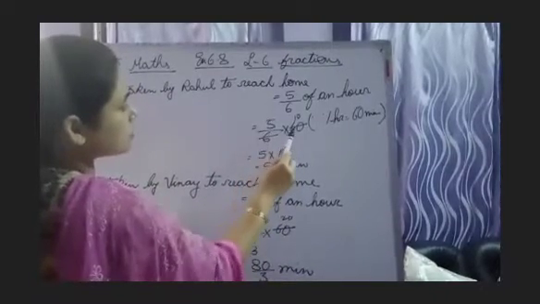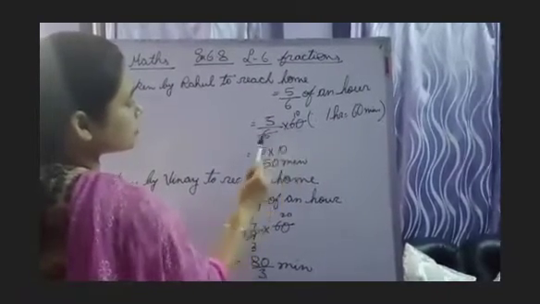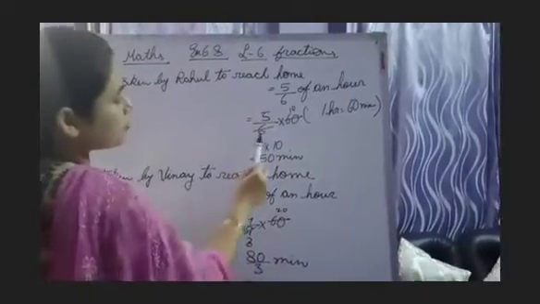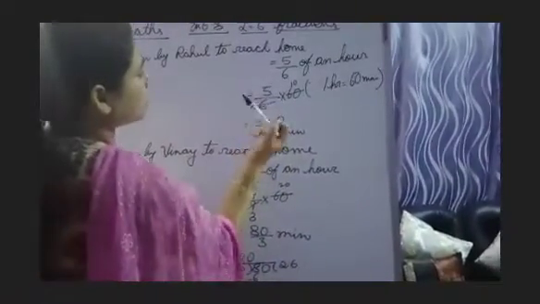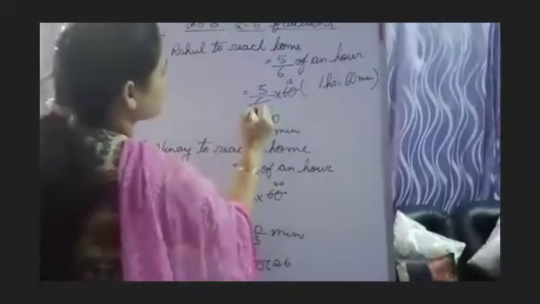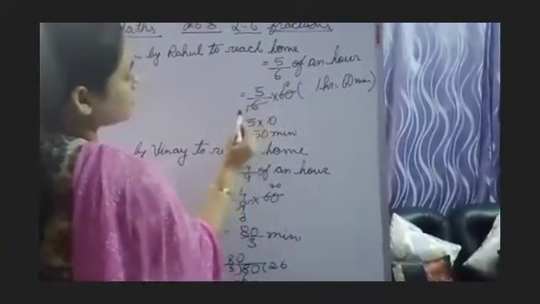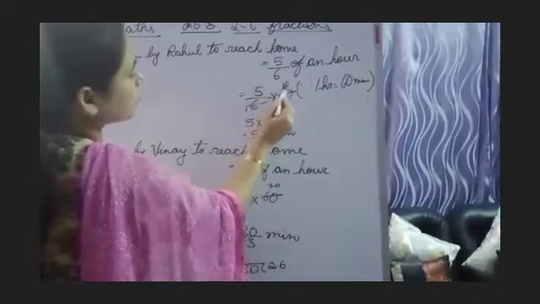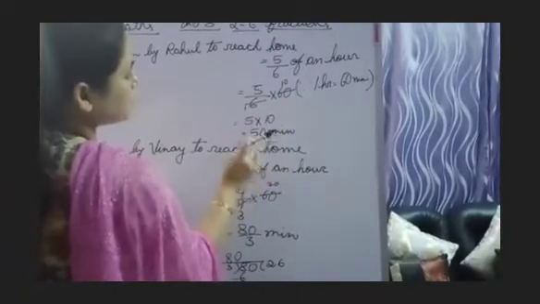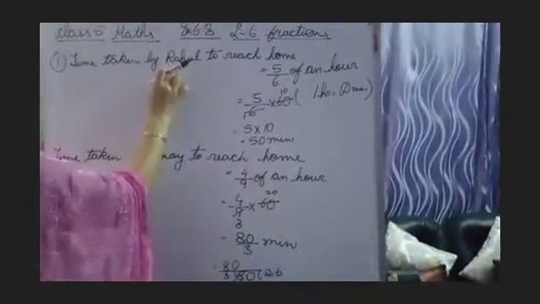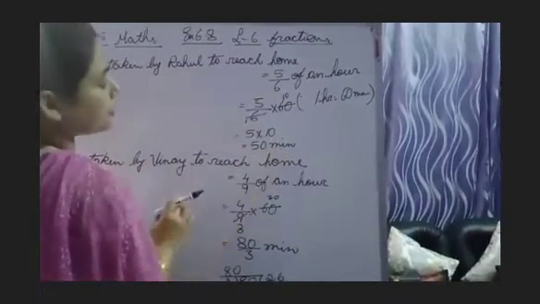So 6 and 60. This is the numerator, this is the denominator. So we can cancel 6 one time and 6 ten times. Now in the denominator it is only 1. So 5 into 10 is 50. So this boy Rahul takes 50 minutes to reach home.